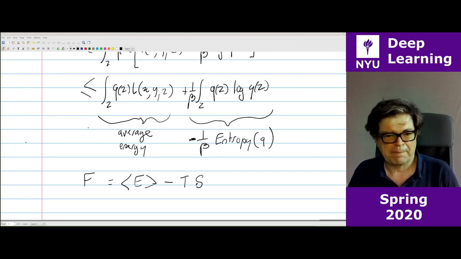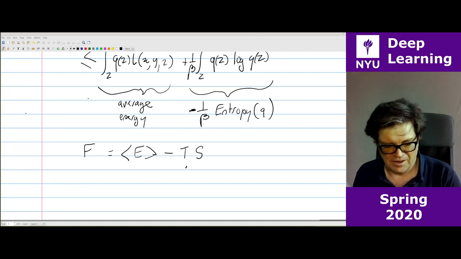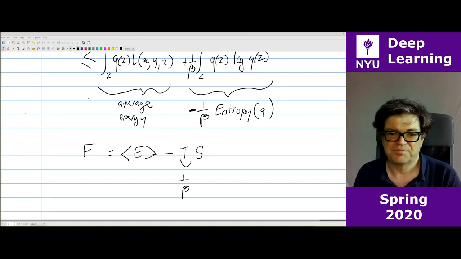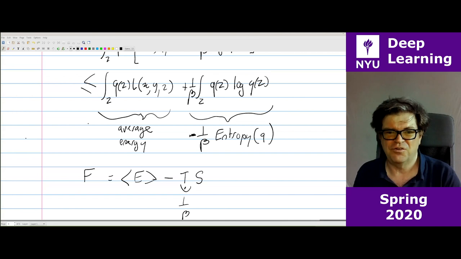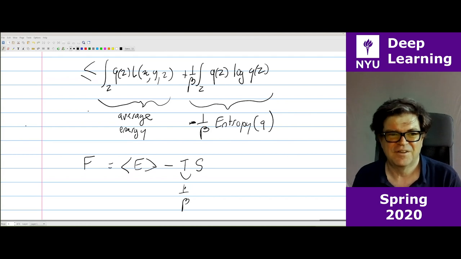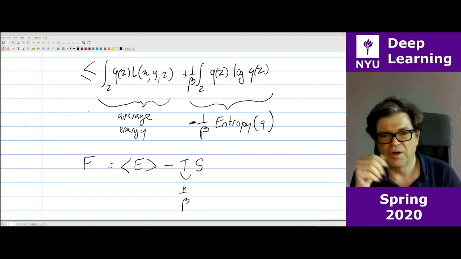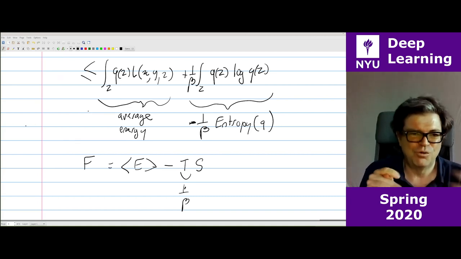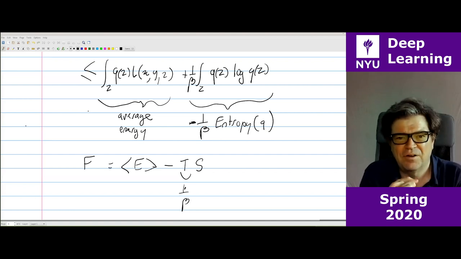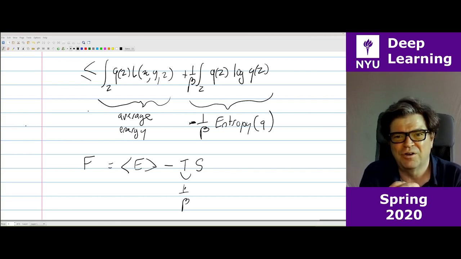Which is this. It says the free energy is equal to the average energy minus the temperature times the entropy. Okay? What they call the temperature is what I call 1 over beta. Okay? And that's identical to this formula, because here this is the minus entropy. Okay? This is the same formula. So what we're minimizing now is a free energy. And if Q of Z is sufficiently powerful to actually be the actual distribution that it needs to be, then the inequality becomes an equality.